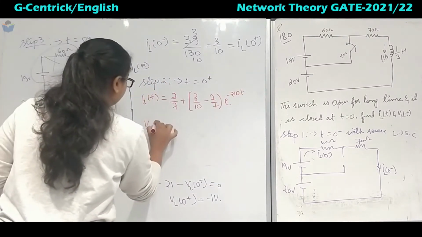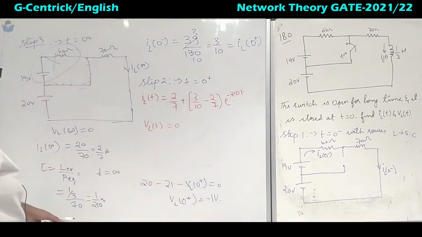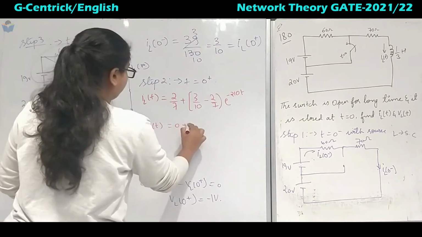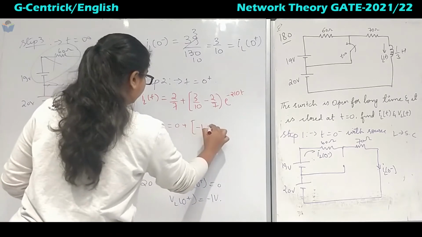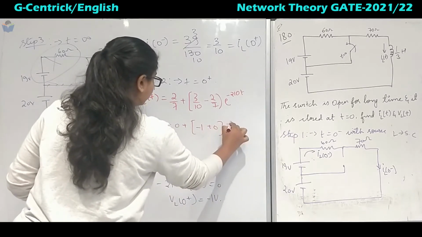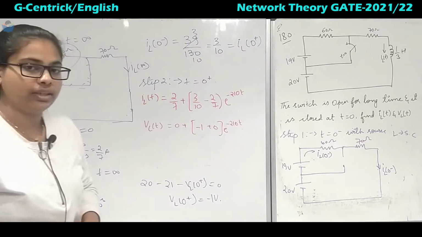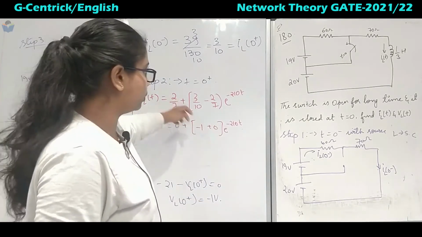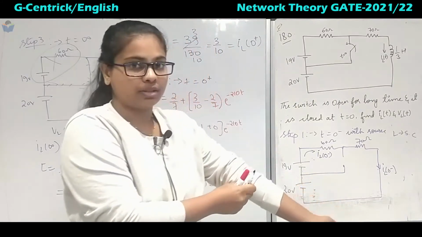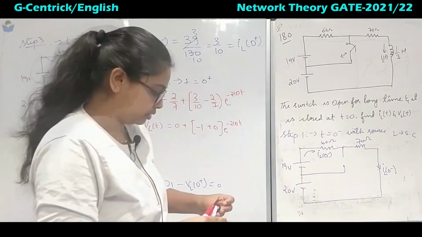Similarly with voltage, the final value we have got is 0, then the initial value we have got is minus 1 plus 0, and the time constant is 210 t. Okay, so this is the time transient analysis for this question. Okay, so we will see some more problems based on this.